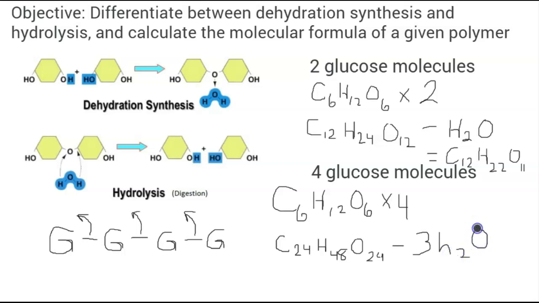And that happens to be H6O3. So we're going to get rid of 6 hydrogens and 3 oxygens. So that leaves us in the end with that 4 glucose molecule. The final molecular formula for that is C24H42O21.